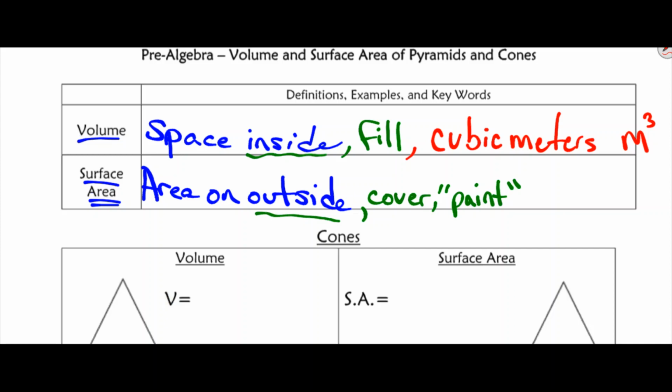And let's stick with meters. If we're talking about meters, but we're talking about area now, instead of cubic, it will be square meters, with the m squared, or meters squared.